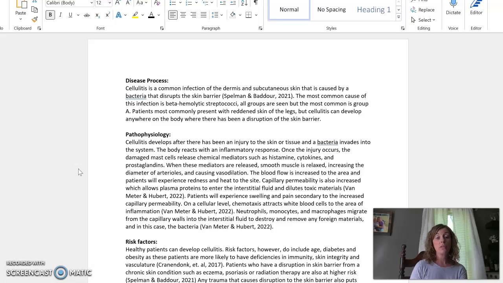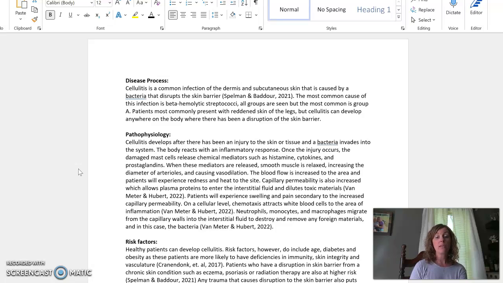Once the injury occurs, the damaged mast cells release chemical mediators such as histamines, cytokines, and prostaglandins. When these mediators are released, the smooth muscles relax, which increases the diameter of arterioles and causes vasodilation. The blood flow increases to the area, and that's why patients will experience redness and heat at the site.